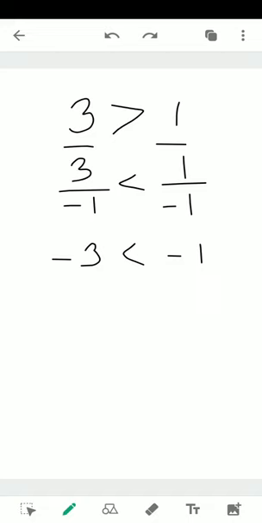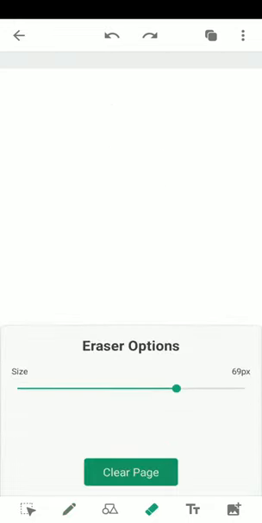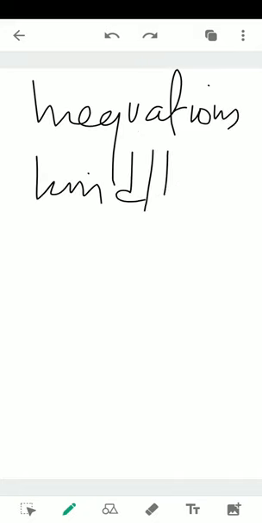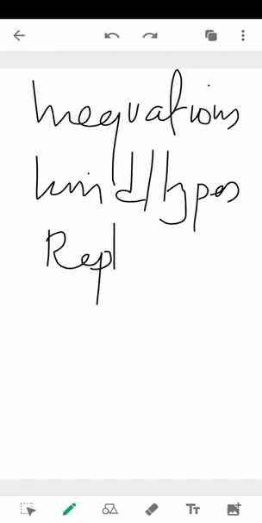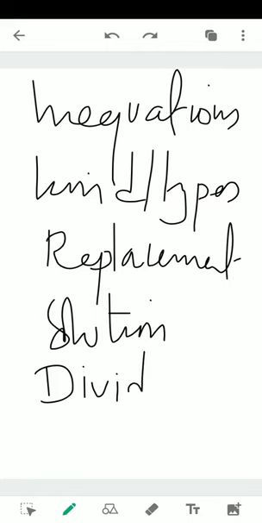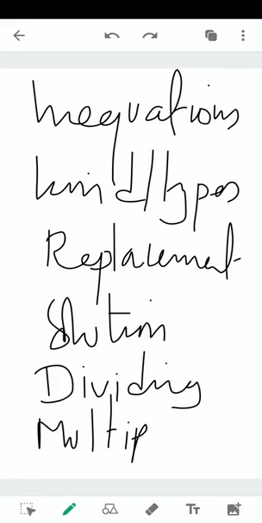So what we have looked at today: we have looked at what we mean by inequations, the types of inequations, then the replacement set, then the solution set, and we saw what happens and what we are supposed to do when dividing and multiplying by a negative number.